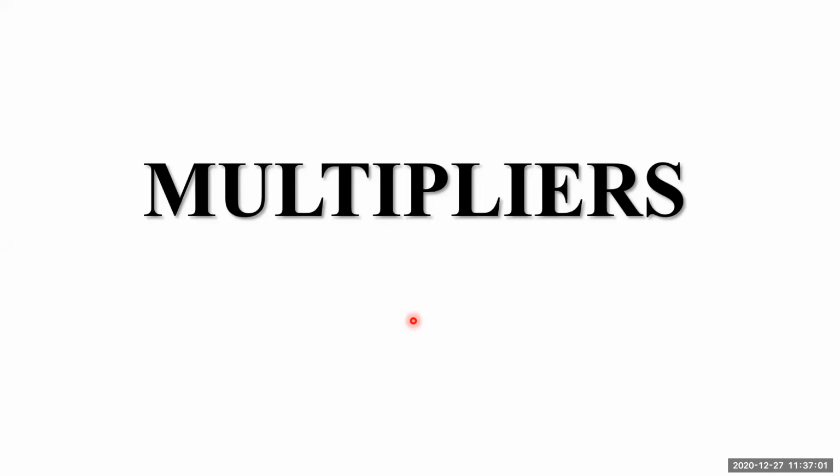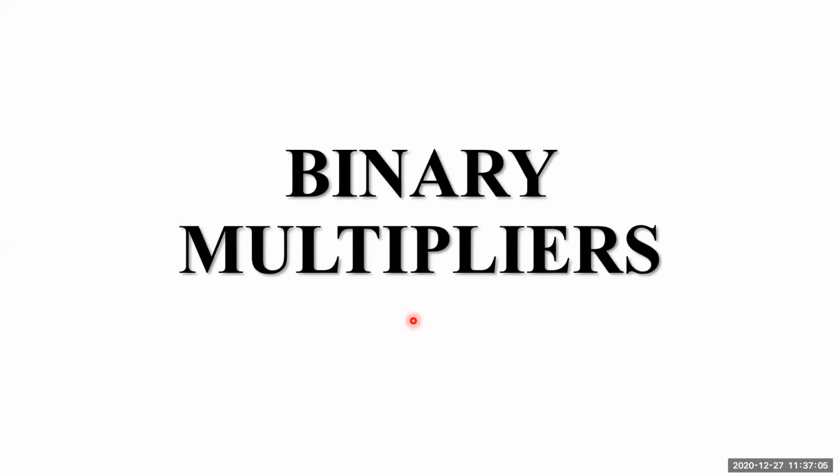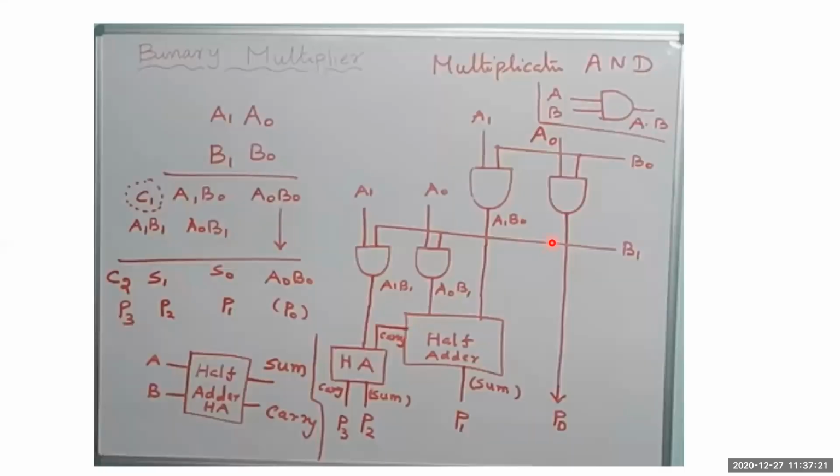So now let us see what a multiplier is and the different kinds of multipliers. The first one, binary multipliers. Here, first I'll try to explain the binary multiplier with respect to 2 bits, and later I'll go for 4-bit multiplication. First we'll study the binary multiplier with 2 bits.